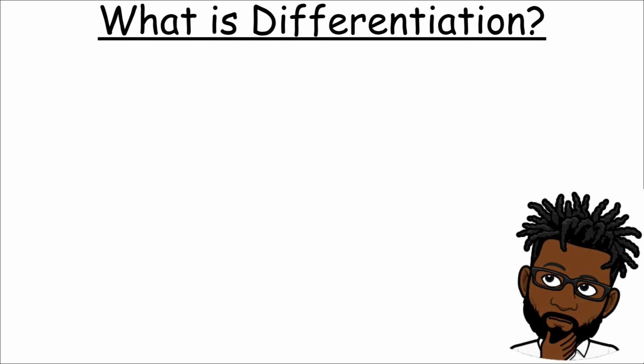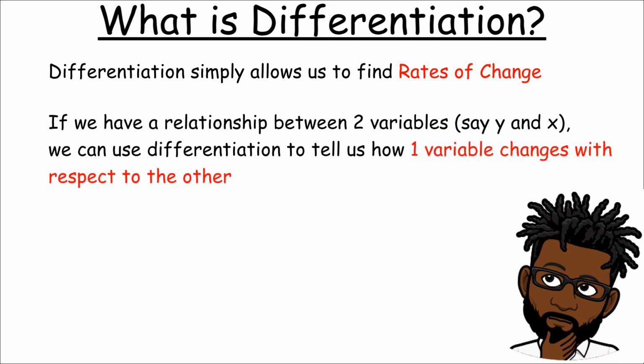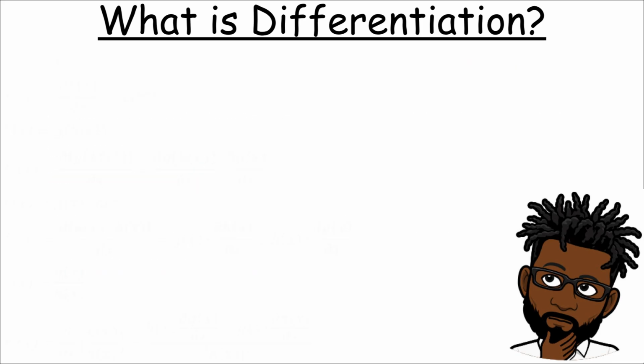So differentiation is basically how much does one variable change with respect to another variable, i.e. finding a rate of change. And this can be as simple as doing it between two variables y and x. We can use differentiation to find out how y changes as a function of x. It's useful because it allows us to find solutions to problems and allows us to calculate minimum and maximum values and how they change or how they don't change.